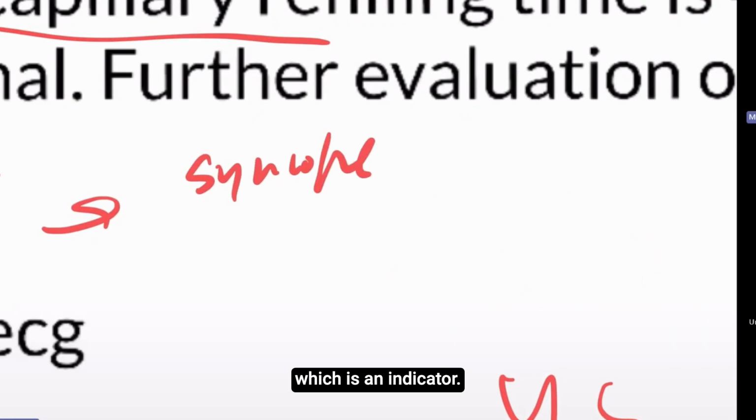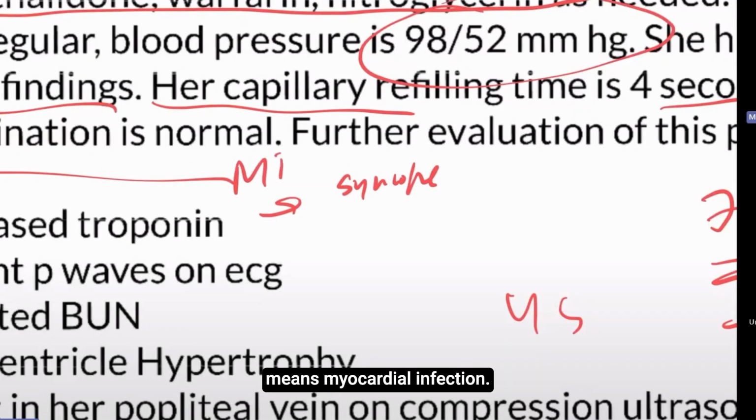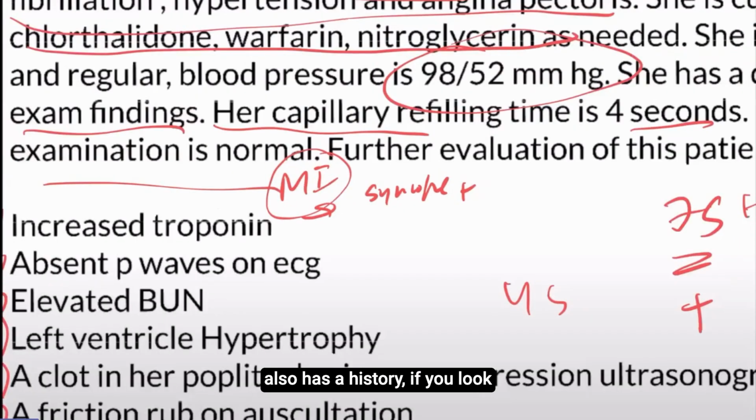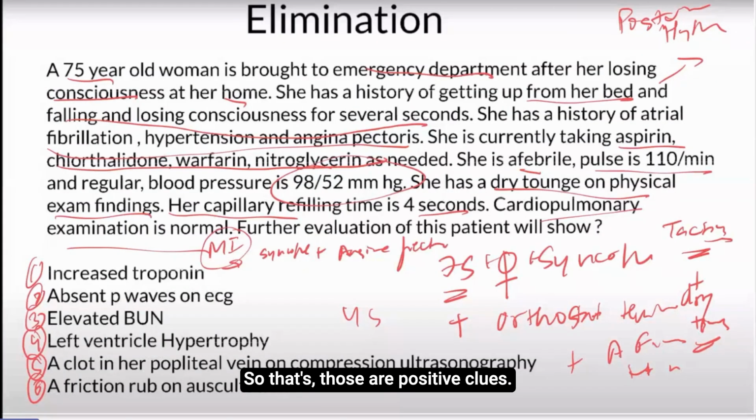She has syncope, which is an indicator. So increased troponin means myocardial infarction. And if she has syncope, that would fit in the paradigm of MI. That makes sense to me. And she also has a history, if you look at her history, of angina pectoris. So those are positive clues. There's also hypertension. She has cardiovascular risk factors and she's on drugs, aspirin. So those are some indicators towards MI. And that's why some of you said increased troponin.